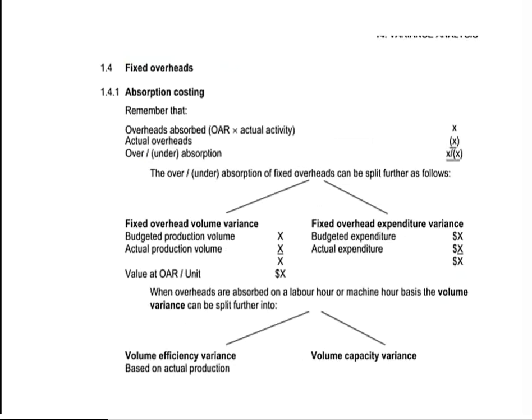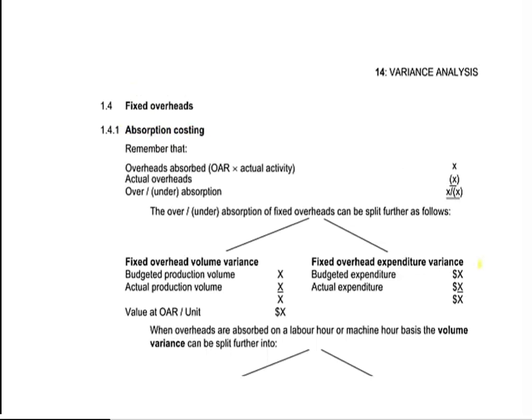With fixed overheads, we have a slight added complication, which is depending upon whether we're using absorption costing or marginal costing. So we're going to start off having a look at fixed overhead variances under absorption costing. With fixed overheads then, it's slightly more complicated than the variable overheads, and that is because it's different depending on whether the company is using absorption costing or marginal costing to account for its overheads. We're going to begin with absorption costing because that's the most complicated and has the most variances.